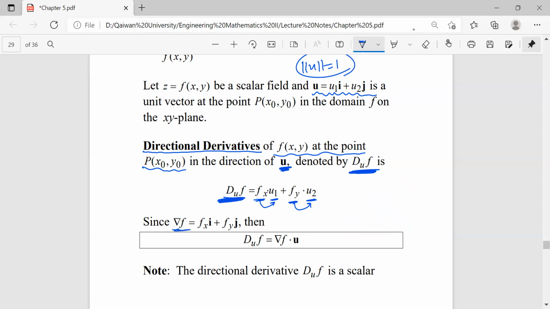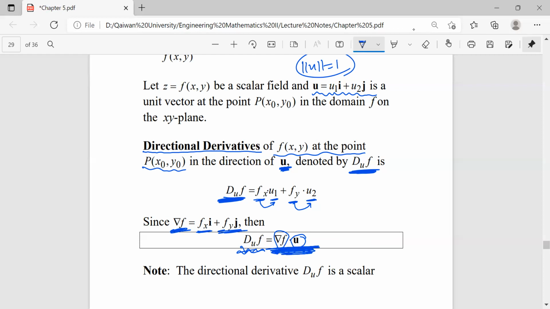And here we say since grad f is f sub x i plus f sub y j, we did it before. The partial derivative of the function with respect to x times i plus the partial derivative of the function with respect to y times j. So the directional derivative is the dot product of grad f and the unit vector. We can say it is that.